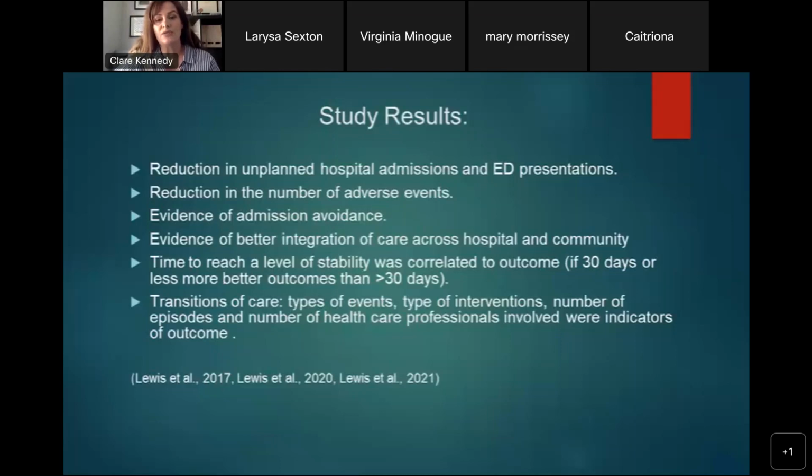We looked at transitions of care, so the types of events and types of interventions. Once there was a behavioural component to care and a severe level of frailty, their outcomes were normally worse, and again, the number of episodes. So if they had 2 or more episodes and they had more than 7 healthcare professionals involved, these were indicators of a worse outcome.